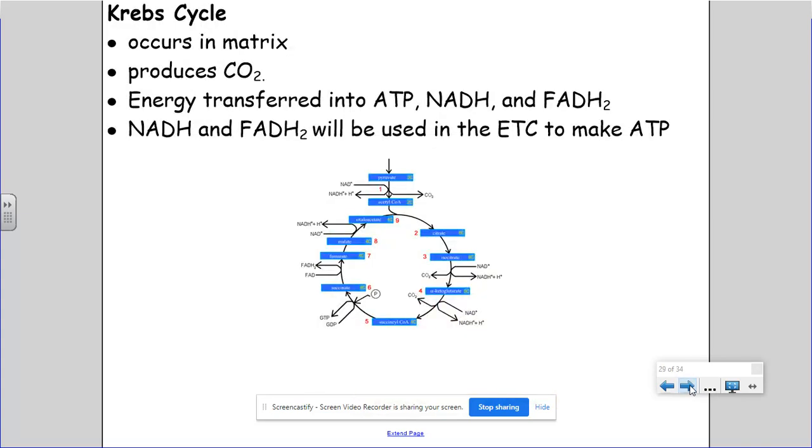The Krebs cycle is going to occur in the mitochondrial matrix. It will break down the pyruvic acid into carbon dioxide. As it breaks it down, it puts the energy into ATP, NADH, and FADH2. These two molecules, NADH and FADH2, are energy carrying molecules that will transfer energy from the Krebs cycle to the electron transport chain in order to make ATP. These two molecules, by the way, are forms of B vitamins that if you ever had a B vitamin supplement, it gives you energy.